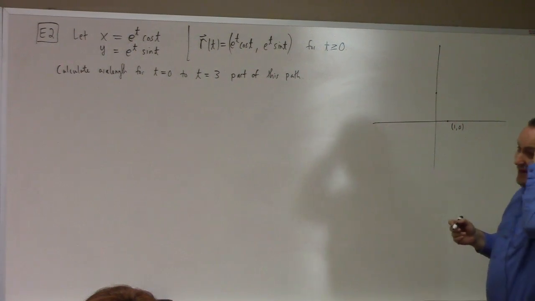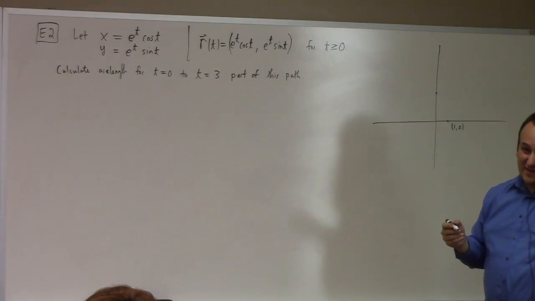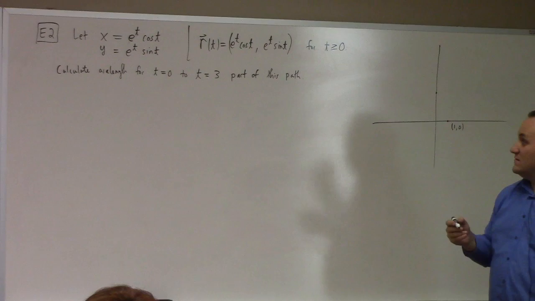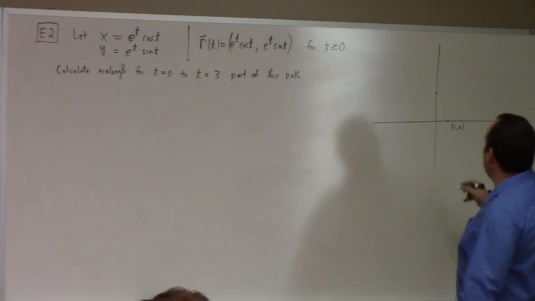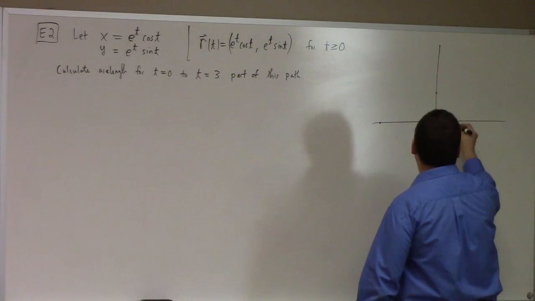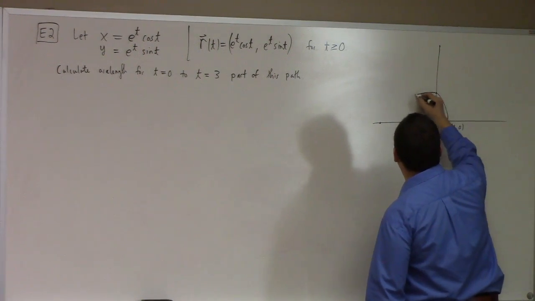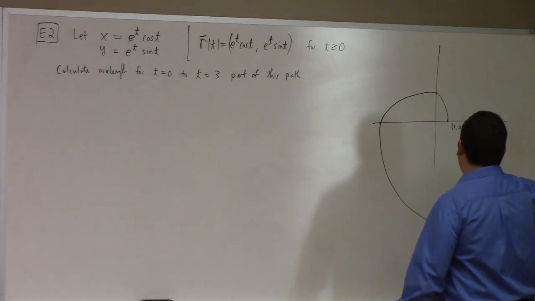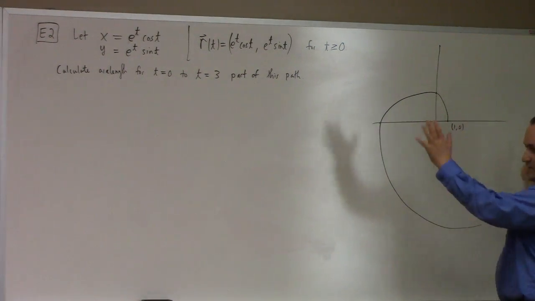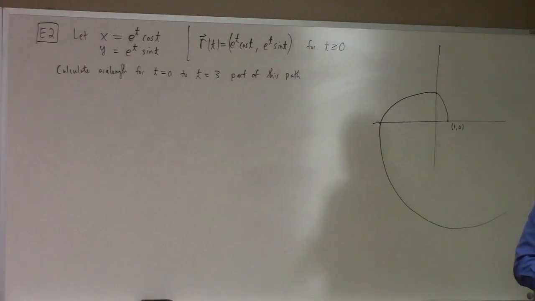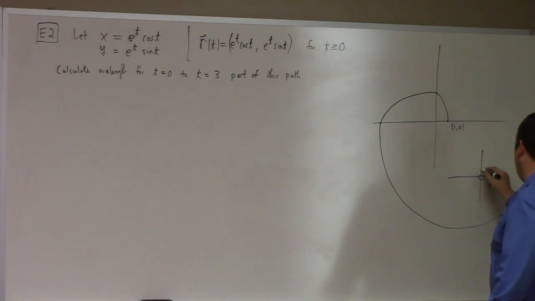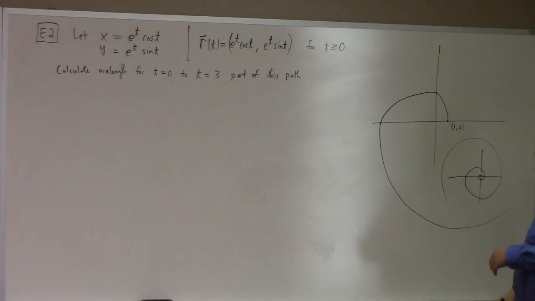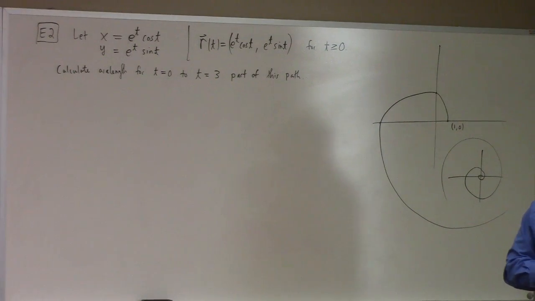What happens when you get to pi? e to the pi is like e cubed, that's like 27. It's pretty big. Sine of pi is 0. Cosine of pi is minus 1. It's over here, right? And so what you're going to do is your spiral. It spirals out, right? If I was to draw it at a different scale, it'd look different. That's what we're looking at, the spiral.